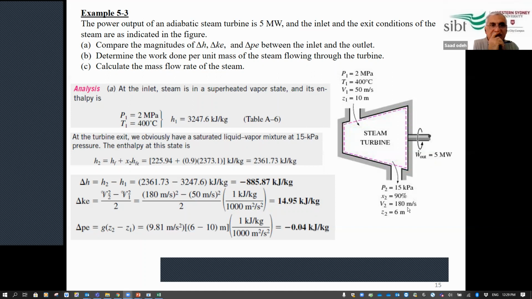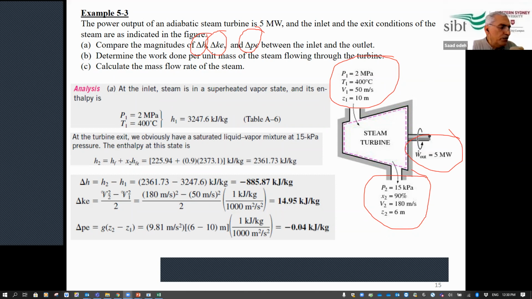For this type of example, we have all the information given for the inlet, we have all the information given for the exit, and we know how much power we are producing from the turbine. Now the question here asks us to compare the magnitude of delta H, delta Q, delta KE, kinetic energy, and delta PE, potential energy. We need to find out, is there a big difference between them, or are some of them very small, so we can ignore them in the future or not.